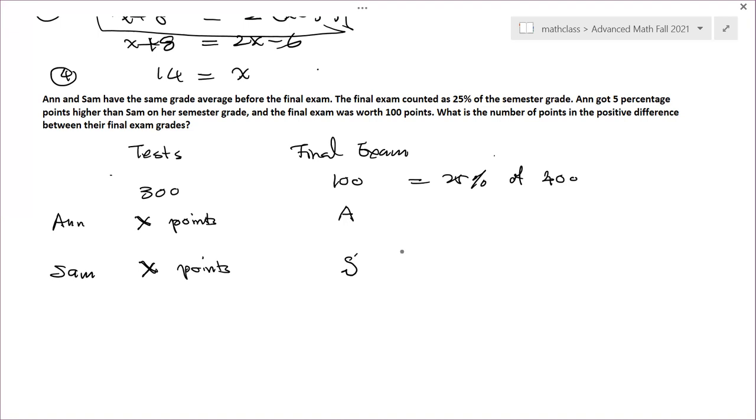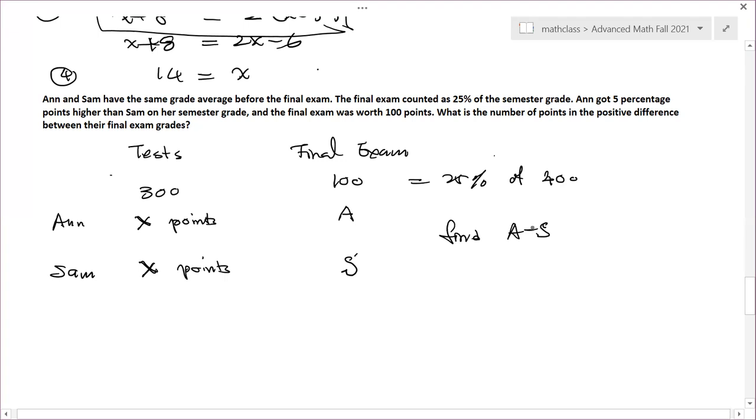We have to write down the equation. Actually, we want to find out the positive difference between the final grades. Maybe one got A, the other one got S points. So we want to find out A minus S or S minus A. I think so. Just assume that's the difference. Now, how do you find this?